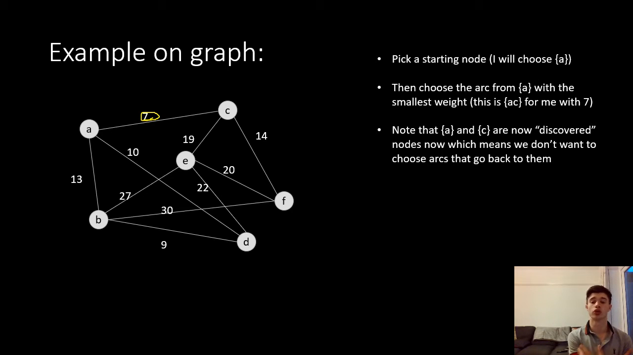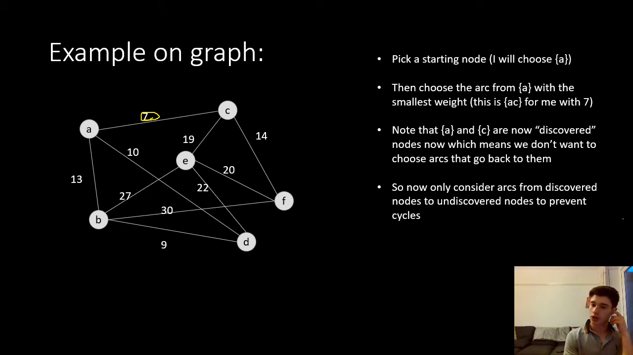Now to build the minimum spanning tree, we don't want to go back. We want to just include new nodes, so undiscovered nodes, which would be B, E, F, and D so far. We don't want to go back to A and C, so any arcs going to A or C, we don't want, basically. Although we can go from A and C to other undiscovered nodes. So the direction on any of these arcs doesn't matter, but basically any arc from A to C we can't use. So now we're only going to consider arcs from discovered nodes to undiscovered nodes to prevent cycles, essentially.